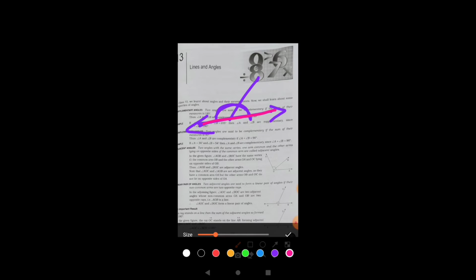And if they are adjacent angles and the non-common arms are opposite rays, meaning they are forming a line, this is a line, with the non-common arms forming a line, then we can say these are linear pair angles and their sum is also equal to 180 degrees.